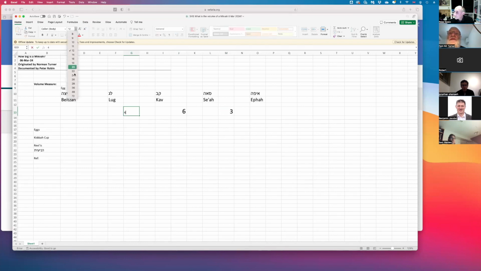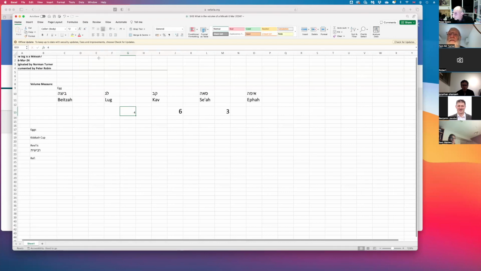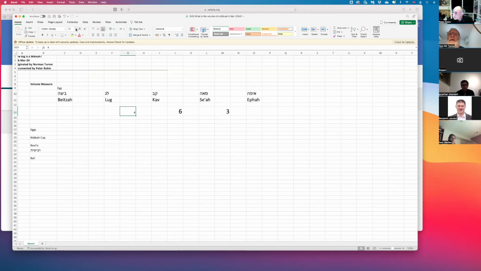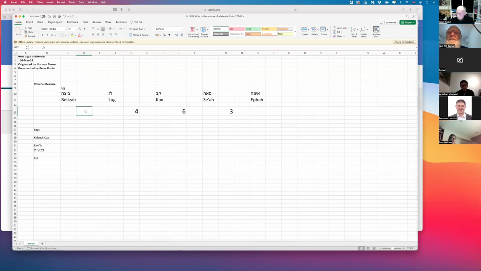And we're going to blow that up as well. Whoop, not quite. Sorry for that. Yes, and the first one is going to be another 6. So from a beitzah to a lug is 6. 4 lug make a kav. 6 kav make a saw. 3 saw make an aphor.